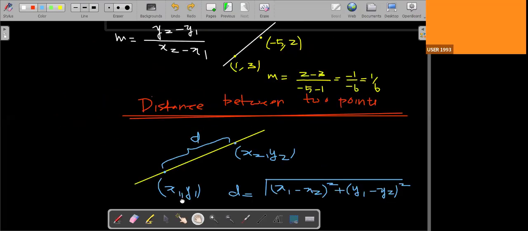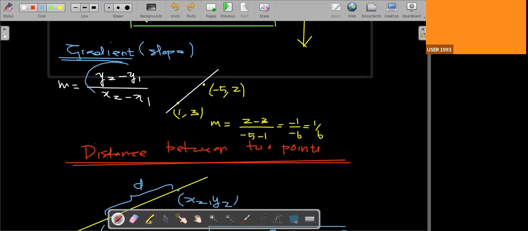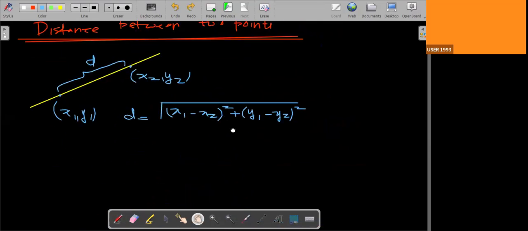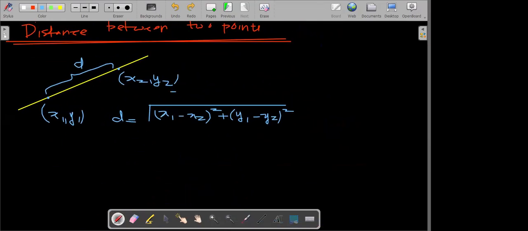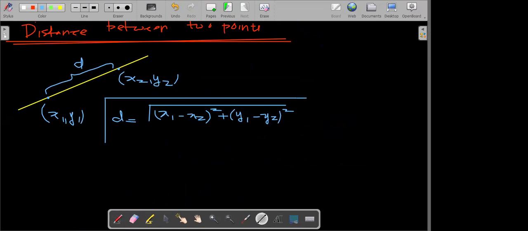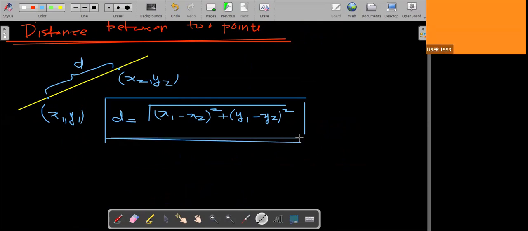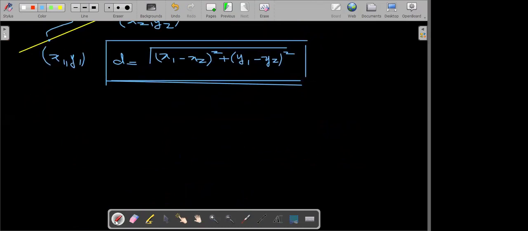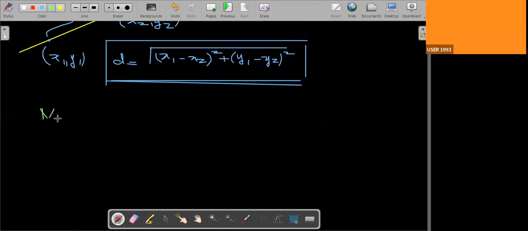But remember, when you write the gradient, you must make sure that the order is as it is, y2 minus y1 over x2 minus x1. You can't change it. So this is the equation to find what? Distance between two points. Understood? Yes. Right. Next one is midpoints.